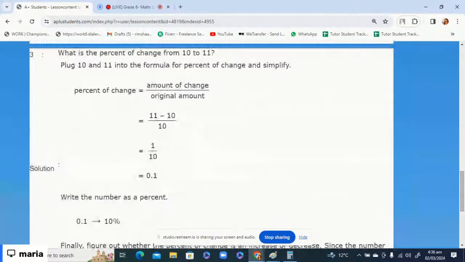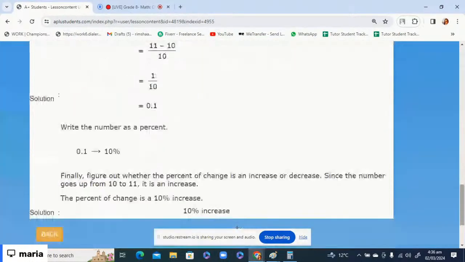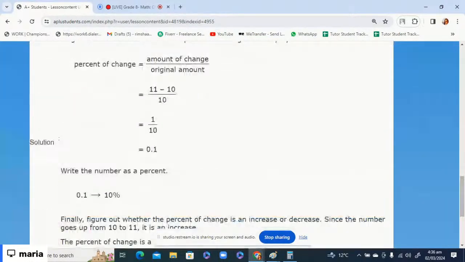What is the percent of change from 10 to 11? What is the original amount here? That is 10. And the amount of change, subtracting 10 out of 11. So this becomes 11 minus 10. That is 1. 1 over 10.